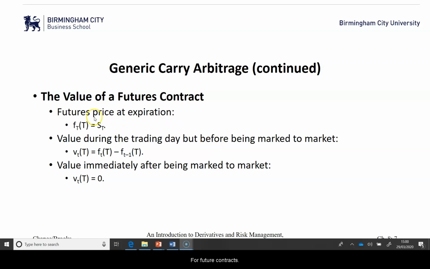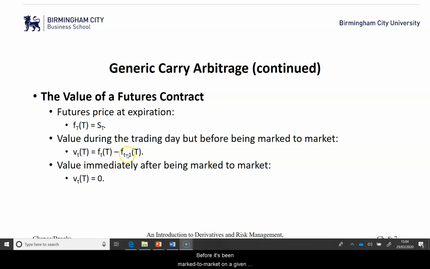For futures contracts, at expiration, the futures price will be equal to the spot price at expiration. And again, the rule is to avoid arbitrage. The futures price at expiration should be equal to the spot price at expiration. Otherwise, there will be an opportunity to buy low in one market and sell high in the other market for instant profit.